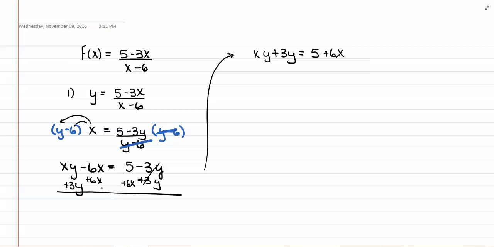Those canceled, those canceled. Usually my next step is to divide, but I can't divide yet because I have an addition problem. And I still have two y's. So what I'm going to do is factor out the y and create a multiplication problem. Oops, that should be a 6x. Once you've created the multiplication problem, then you can divide off both sides by x plus 3.